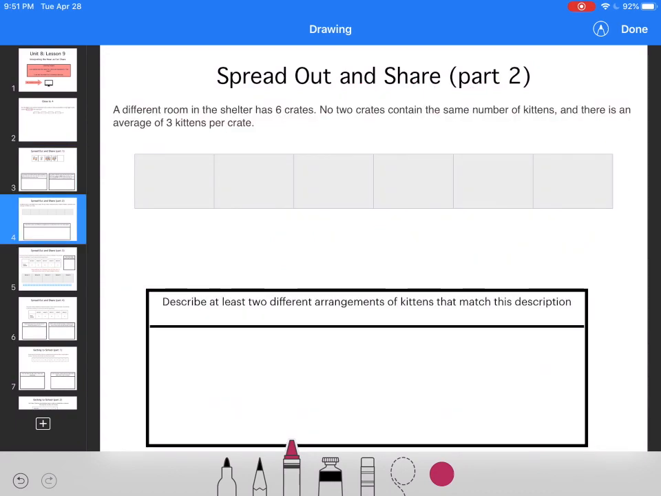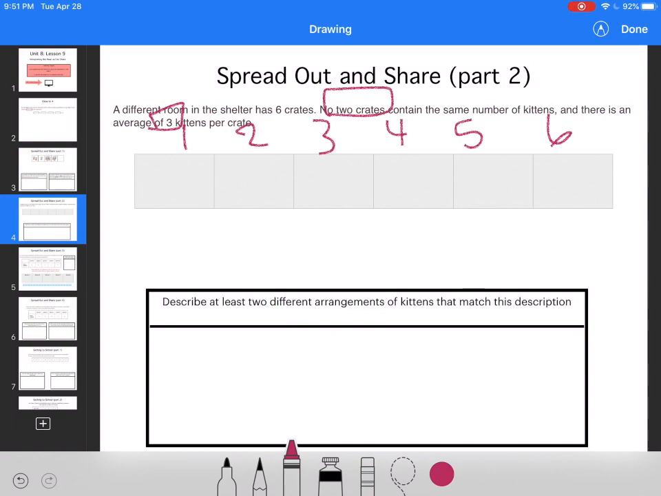So then it says, a different room at the shelter has 6 crates. So I know I have 6 crates here. And it says there is an average of 3 kittens per crate. So I know that they want me to describe at least 2 different arrangements of kittens that match this description, but no 2 crates contain the same number of kittens. So that's kind of where the stick is.